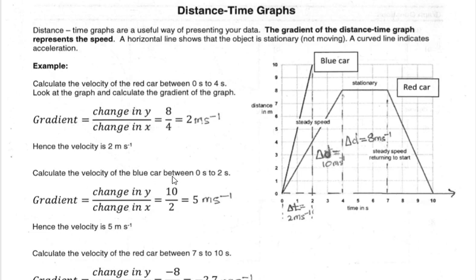Calculate the velocity of the blue car between 0 to 2 seconds. So here's the blue car graph. From 0 to 2 seconds, the distance has gone up by 10 meters. So the change in y, or the distance, is 10. Change in x is 2, which gives us 5 meters per second. Hence the velocity is 5 meters per second.